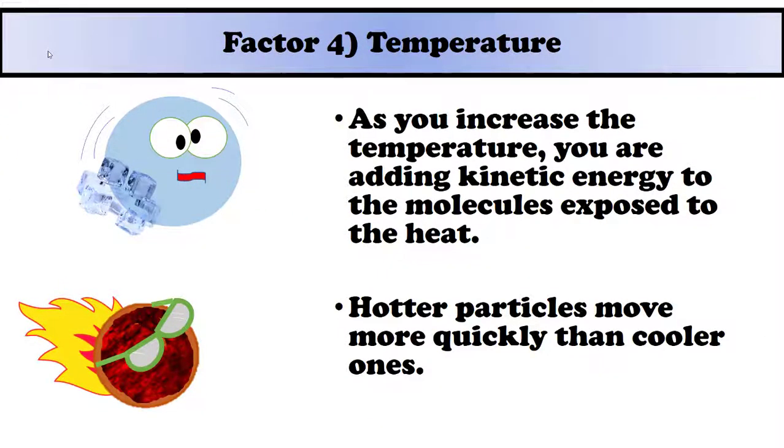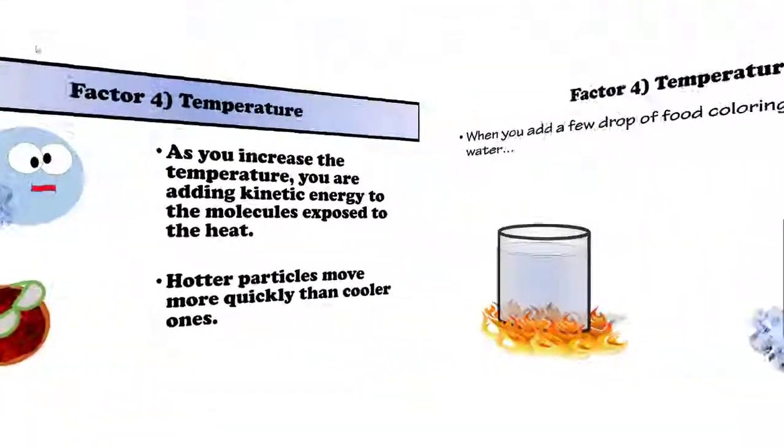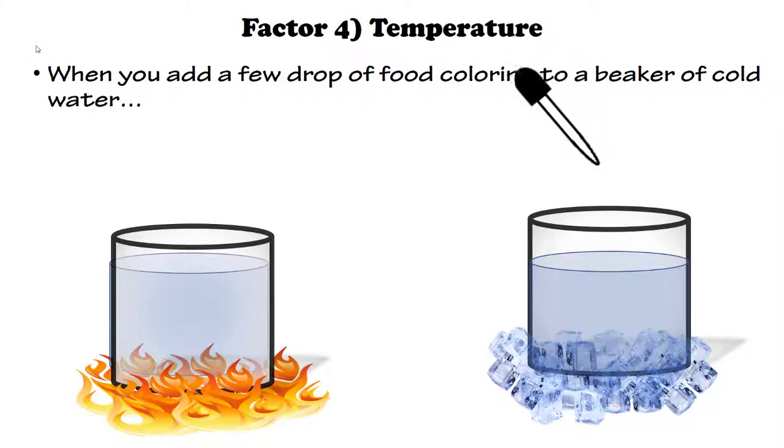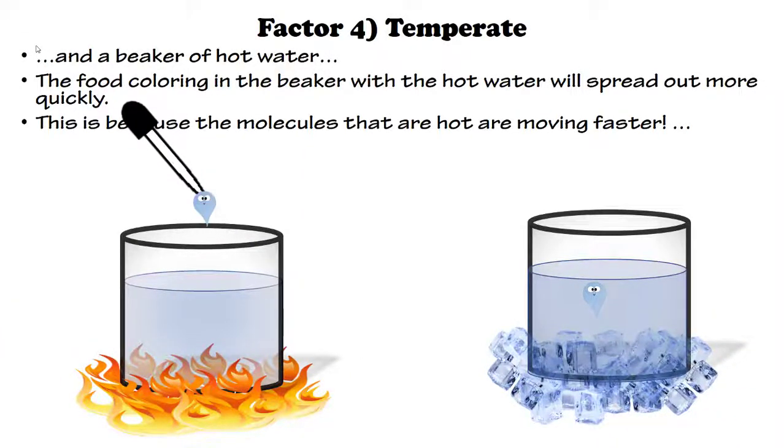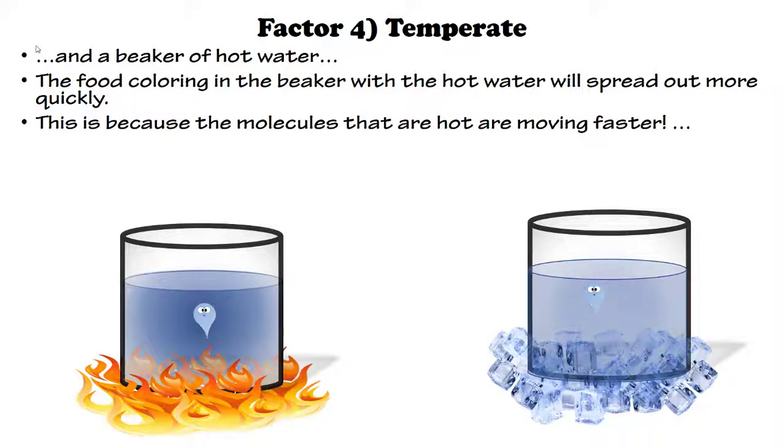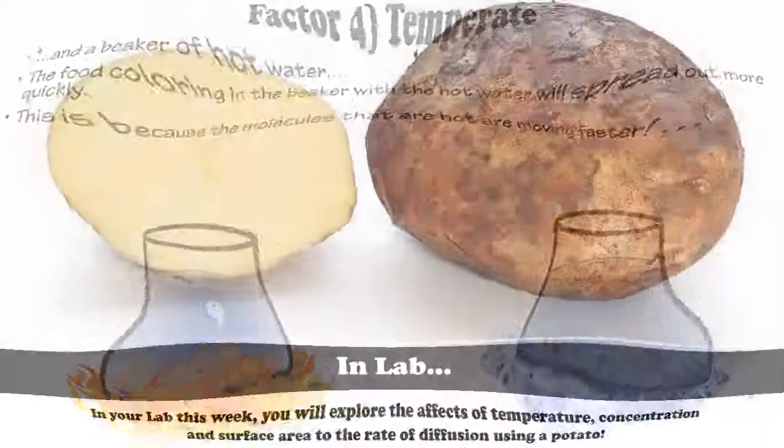Factor number 4, temperature. As you increase the temperature, you are adding kinetic energy to the molecules that are exposed to that heat. Hotter particles move more quickly than cooler ones. When you add a few drops of food coloring to a beaker of cold water and a beaker of hot water, the food coloring in the beaker with hot water will spread out more quickly. This is because the molecules that are hot are moving faster.